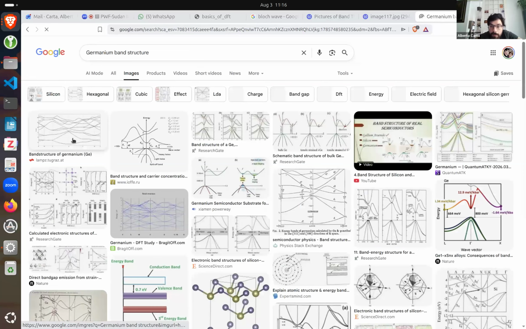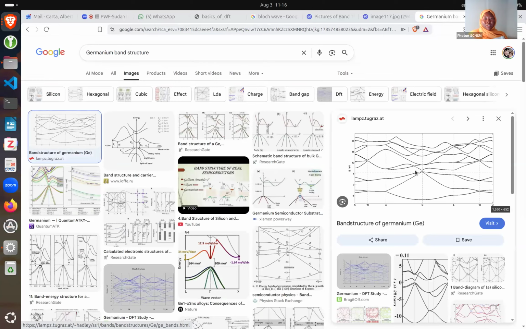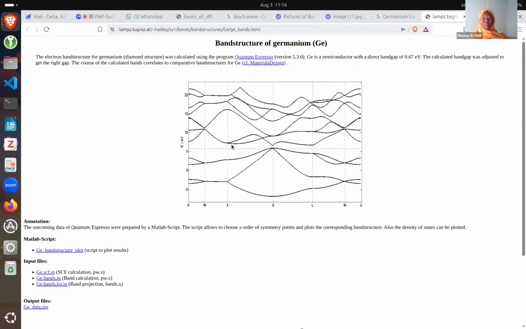Let's see. There is a question in the chat by Abu Sandal. How can DFT distinguish between a metal and insulator? Yes. So basically, it's not only DFT. Any method will have the same distinction. So let's look at the band structure, for instance, of germanium here. This I found online. This you will get from something like DFT.